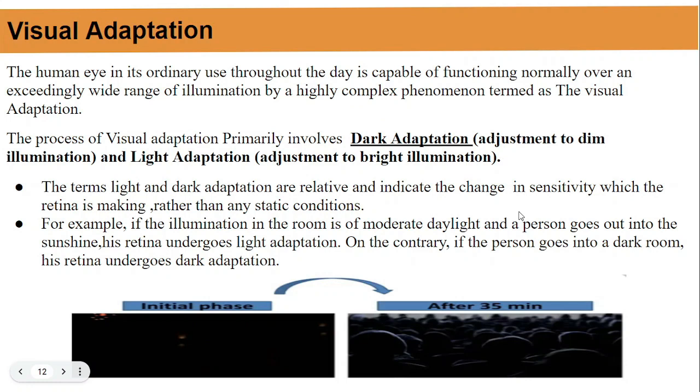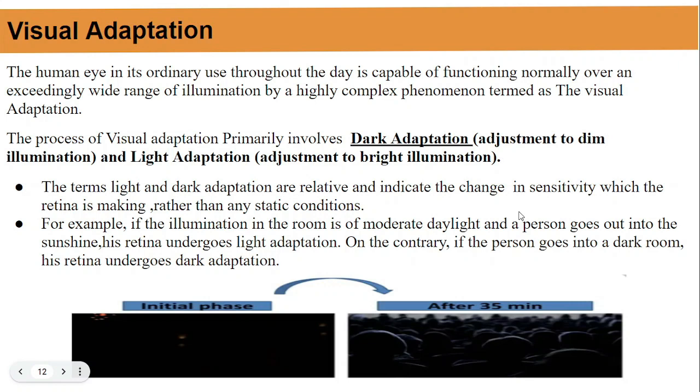Visual adaptation. The human eye's visual adaptation is the ability of the eye to adjust to changes in luminance, which is the intensity of light or brightness. During dark adaptation, the eye becomes more sensitive to light and improves its ability to detect low levels of light. During light adaptation, the eye becomes less sensitive to light and adjusts to bright light conditions.